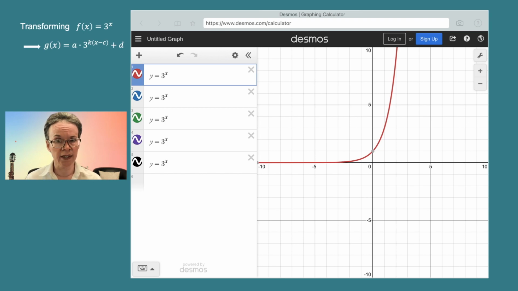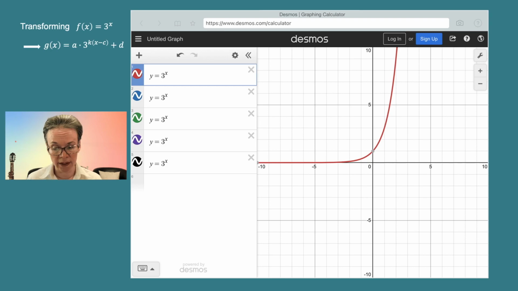What happens if a is negative? For the sake of simplicity, I'm going to make a -1. Right now here, if you don't see a negative, notice how you just see 3 to the x. That means that a is +1. And this is exactly the graph. All of the other graphs that we're going to generate will be compared to this red graph. The red graph is the basic parent function.